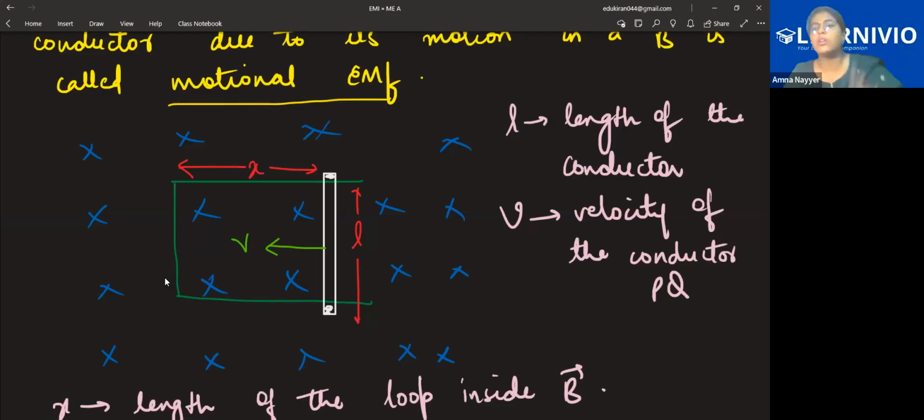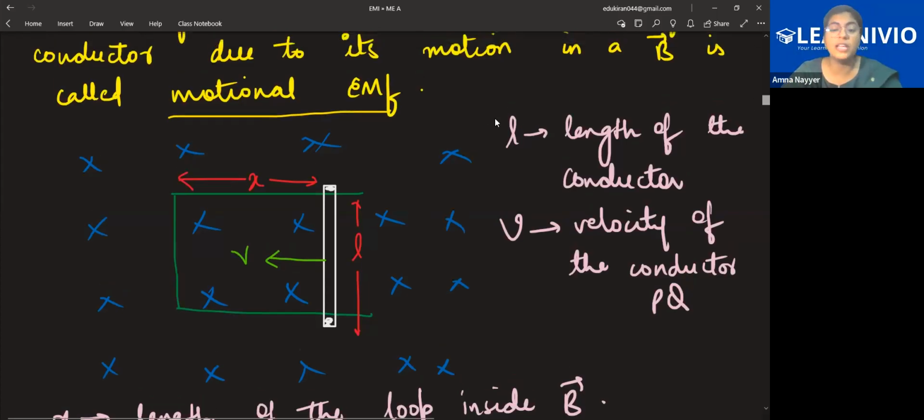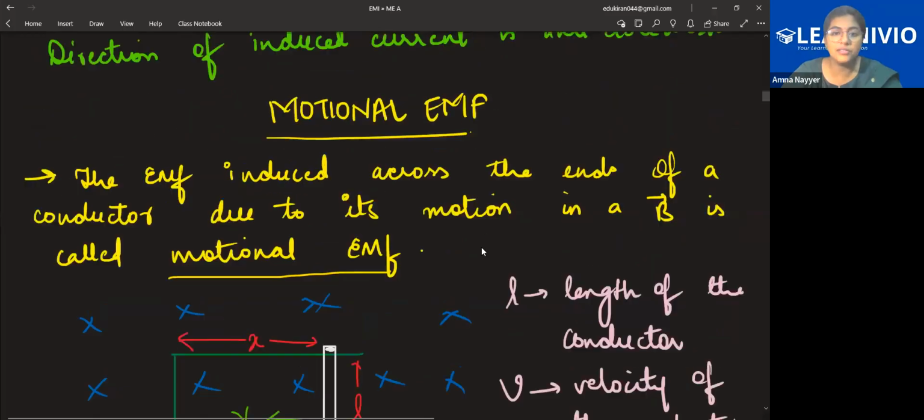The rod is moving on this. Now the potential that is generated under the motional conditions: since the rod is moving, the EMF generated in a condition where movement is there is called motional EMF. Now, what is the definition of motional EMF? The EMF induced across the ends of a conductor due to its motion in a magnetic field is called motional EMF.